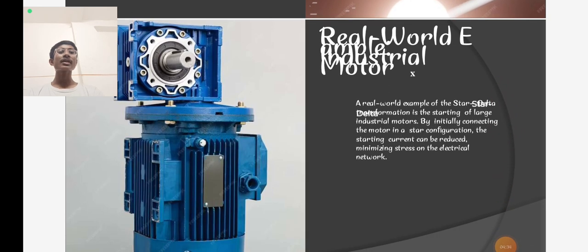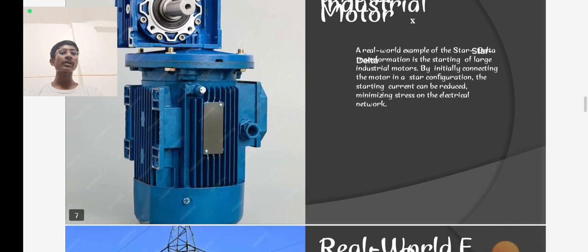Real world example: industrial motor. A real world example of the star delta transformation is the starting of large industrial motors by initially connecting the motor in a star configuration. The starting current can be reduced, minimizing stress on the electrical network.